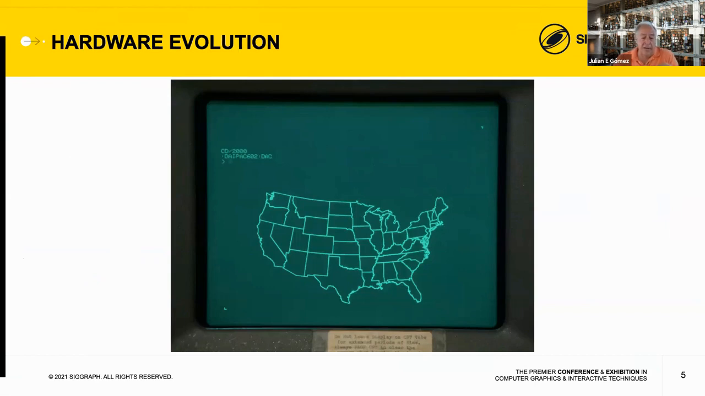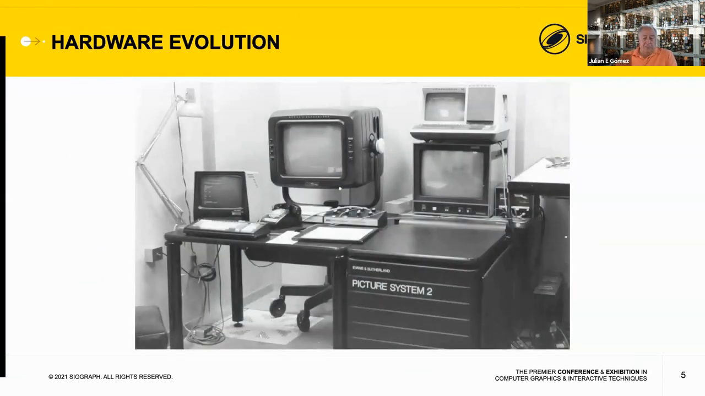So that's all you get, no color. And then you would flash the screen in order to erase it. So if you were working in the same room with somebody else, you can see these flashes as the room got illuminated. And here is the picture system, which I called the Supreme System of 1977, the PS2 that Evans and Sutherland made.